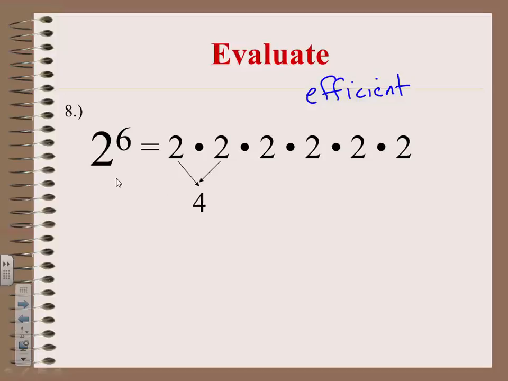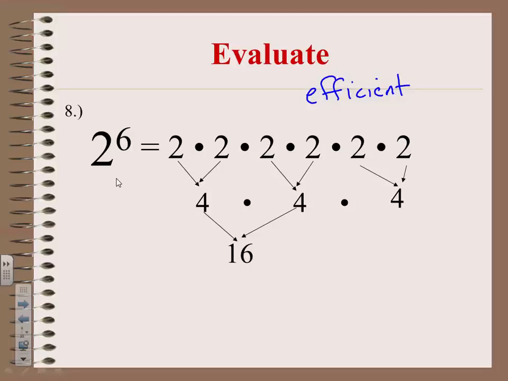Everybody knows 2 times 2 is 4. So if we know that and that's easy, why don't we repeat that a few times? Why don't we group those into a bunch of 2 times 2's? That's easy. From there, we can move on to 4 times 4. 4 times 4 is 16.